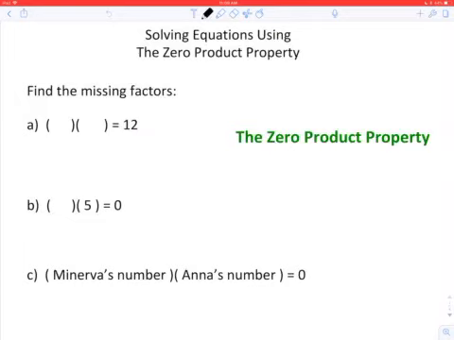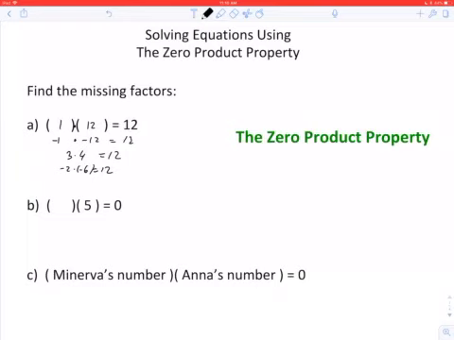This video is about solving equations using the zero product property. So let's first find two numbers that multiply to 12. What number times what number is 12? We have 1 times 12, it's 12. Negative 1 times negative 12 is 12. 3 times 4, it's 12. Negative 2 times negative 6, it's 12. And we can find some other pairs that multiply to 12. So we have a lot of choices here.